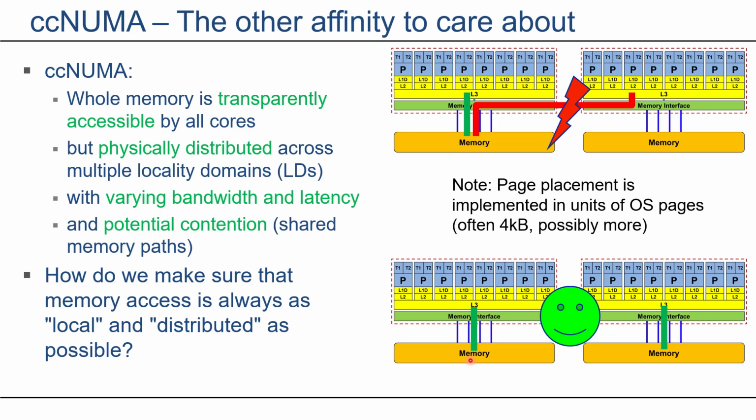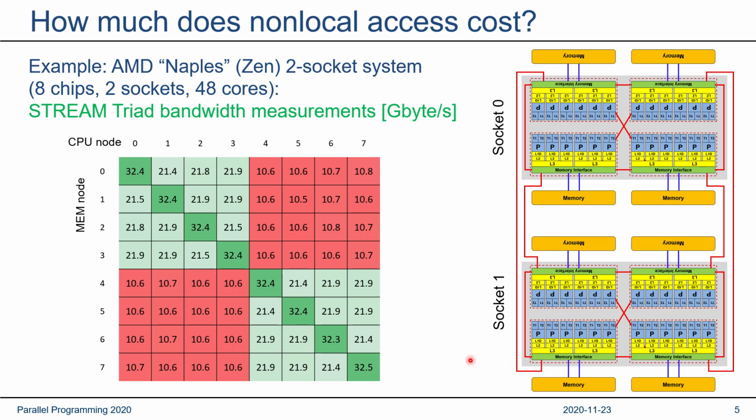Before we go into the details, let me first tell you that the placement of memory, the decision as to where a certain part of the memory goes, is implemented in the operating system in units of operating system pages. The OS page is the memory unit in which the operating system keeps track of the memory. Often this is 4 kilobytes as a standard value, but usually in practice we use larger values like 2 megabytes or even gigabytes. This is the unit in which the operating system decides where to put the memory.